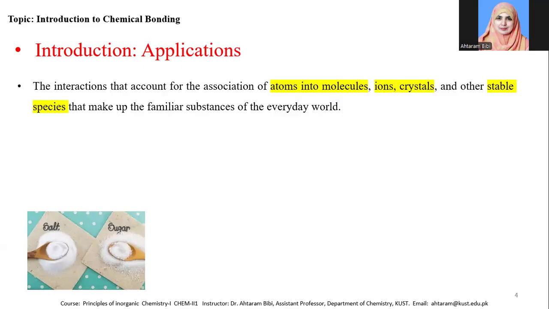Everyday world means that we can use salt, we can use sugar, fats, protein. So all these things are made by chemical bonding, which we are using on a daily basis. Besides this, one of the most important applications of the chemical bond is that the oxygen molecule we breathe is a result of a chemical bond. The two oxygen atoms combine to produce an oxygen molecule, and it's very necessary for the survival of life, because if oxygen is stopped for even a few minutes, survival is difficult.